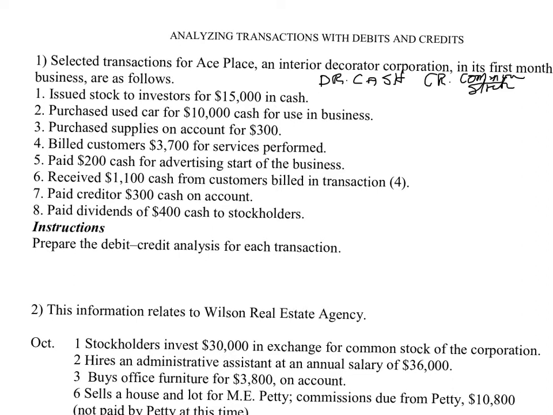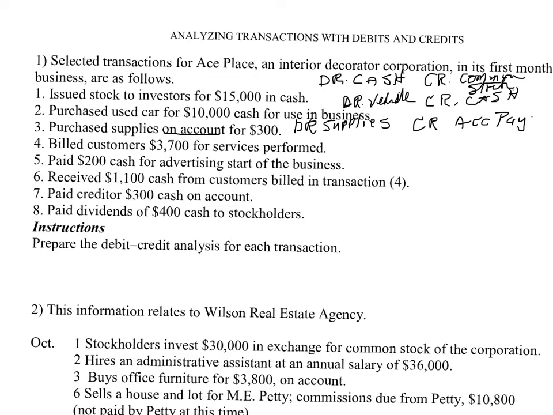Purchased a car for $10,000 cash. So debit, vehicle, and we would credit cash because we paid cash for it. Cash goes down, and then decrease in an asset is a credit. Purchase supplies, but I did it on account. So the asset supplies goes up, so it's debit supplies. And my liabilities go up. And an increase in liabilities is a credit, so I credit accounts payable.